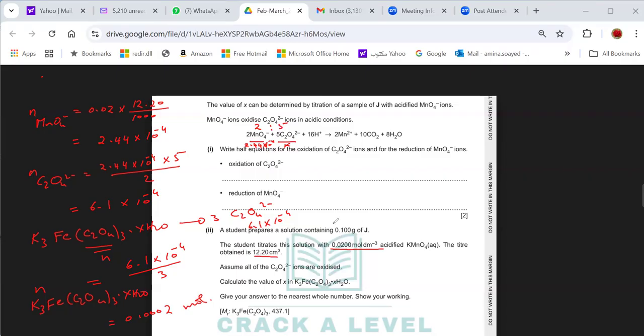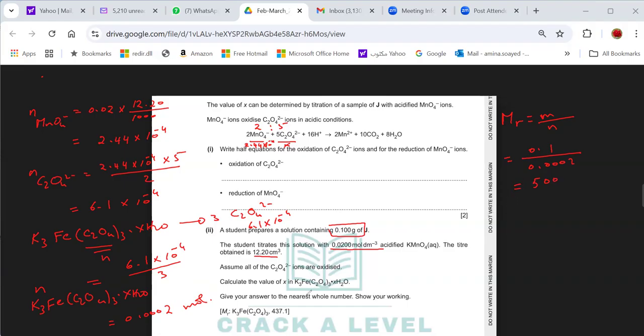And they gave us the mass. So from the number of moles and from the mass, we can get the molar mass of this compound, which is the mass over the number of moles. So the mass is 0.1 gram divided by the number of moles, which is 0.002. So the molecular mass will be 500. The molecular mass will be 500.